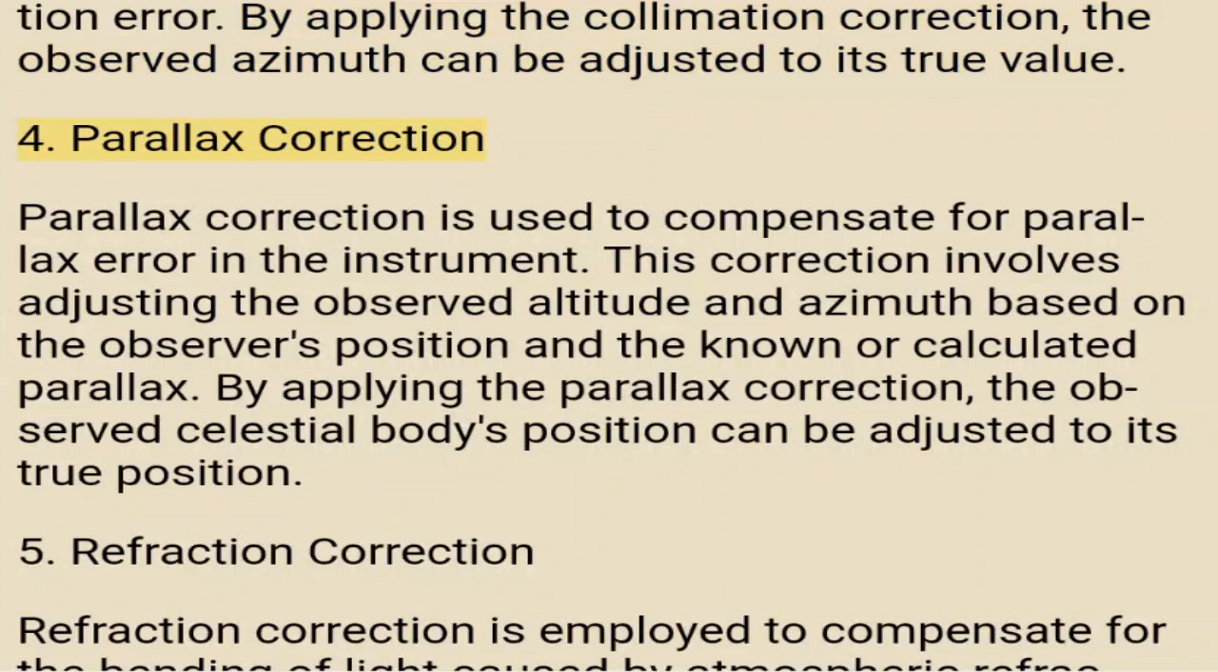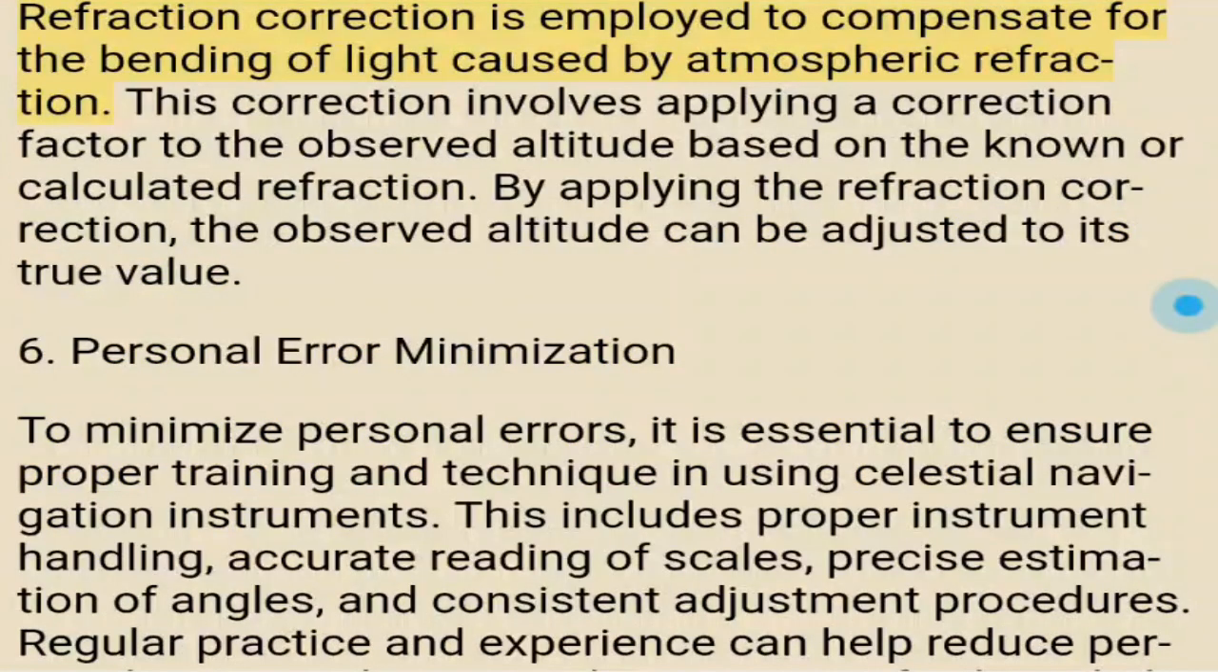4. Parallax correction. Parallax correction is used to compensate for parallax error in the instrument. This correction involves adjusting the observed altitude and azimuth based on the observer's position and the known or calculated parallax. By applying the parallax correction, the observed celestial body's position can be adjusted to its true position. 5. Refraction correction. Refraction correction is employed to compensate for the bending of light caused by atmospheric refraction. This correction involves applying a correction factor to the observed altitude based on the known or calculated refraction. By applying the refraction correction, the observed altitude can be adjusted to its true value.